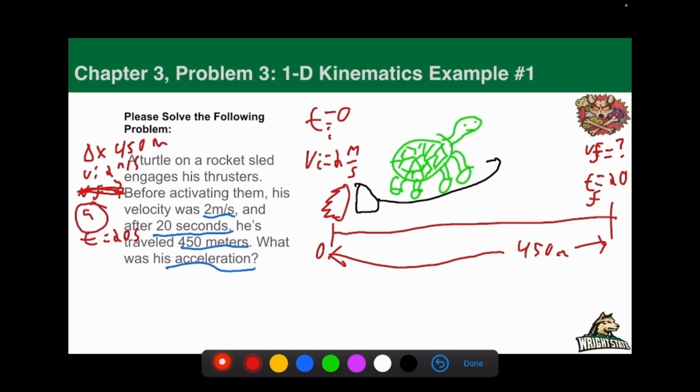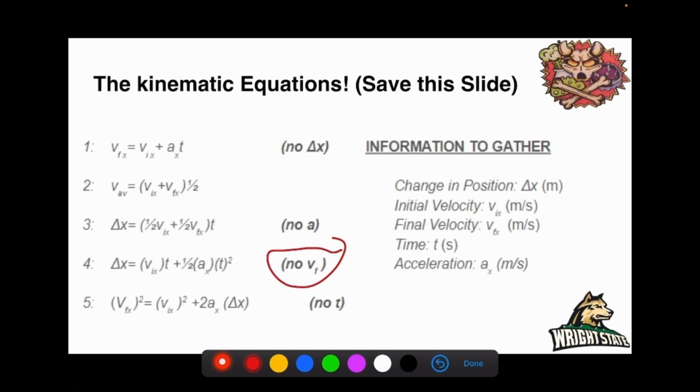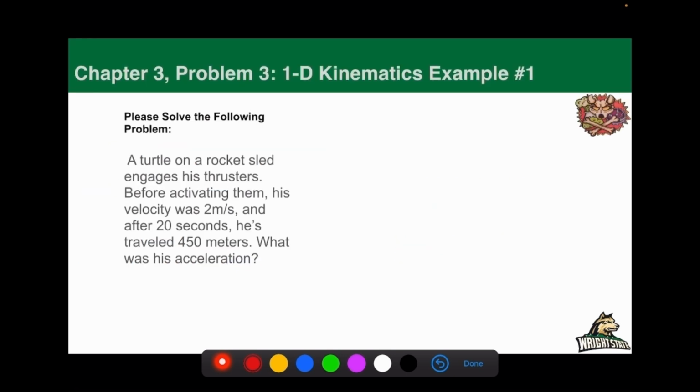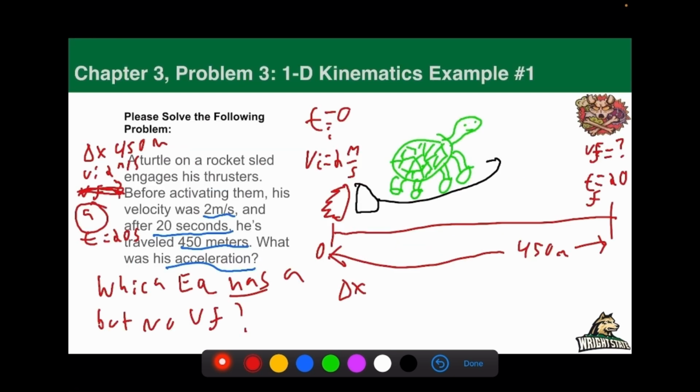What we want is an equation that has an a in it, but no vf. So let's look back at our equations list. No vf, that's the fourth one. So we could set the fourth one up here. That's delta x equals vi t, or v naught t, plus 1/2 a t squared. Okay, now all we have to do is plug and chug. Now it's easy. Delta x is 450, v naught is 2, t is 20.